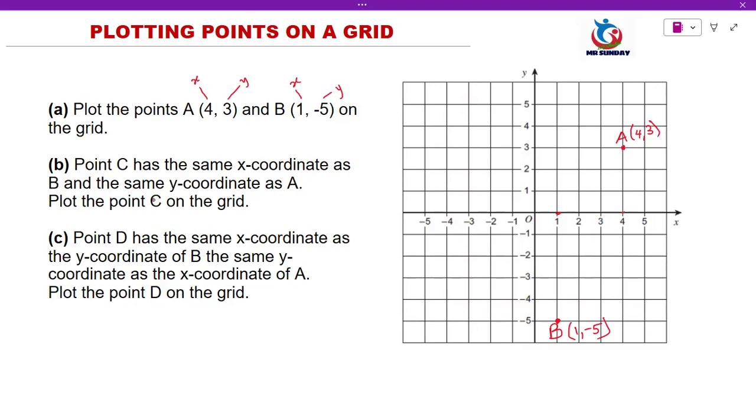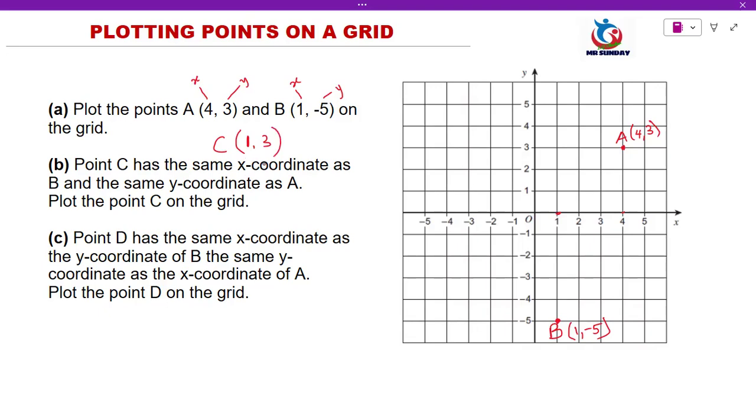So with that, we've answered the A part of this question. Point A, 4, 3, point B, 1, negative 5. Now the B part of the question says point C has the same x coordinate as B, which means that our C has the x coordinate of B, which is 1. Then what will be the y coordinate? The same y coordinate as A. So A has a y coordinate of 3.